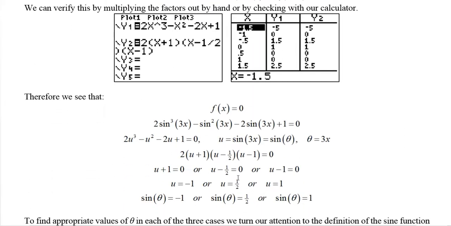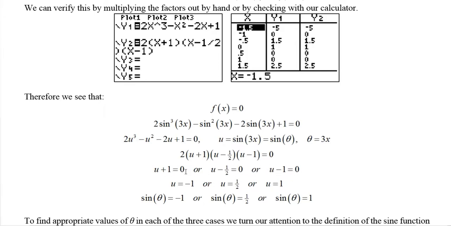So, going back to our original equation, we say we want to find 2u cubed minus u squared minus 2u plus 1 equals 0, where u is sine of 3x. Or later on, I'm going to do another substitution where theta is 3x, so that's sine of theta, where theta is 3x. Now this factors as 2 times u plus 1 times u minus 1/2 times u minus 1, and that's equal to 0. Now if you multiply a bunch of things together and get 0, one of the factors has to be 0. Of course 2 is not 0, so that either means that u plus 1 is 0, or u minus 1/2 is 0, or u minus 1 is 0.